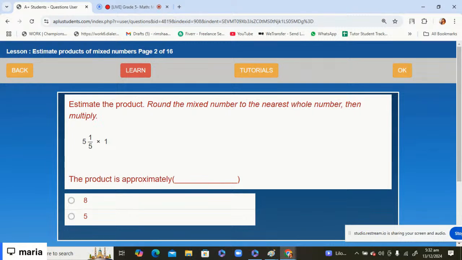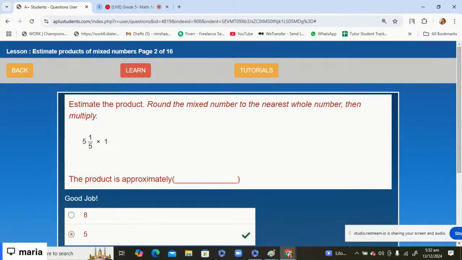Okay. Most of the students said it's 5. Yes, because 1 by 5 here, so 5 can be rounded to 5 and 5 times 1 is 5, and that is our answer. Okay, good.